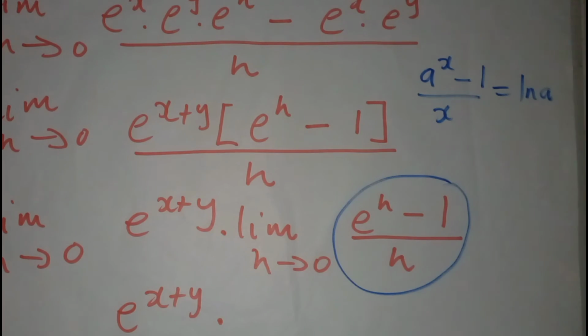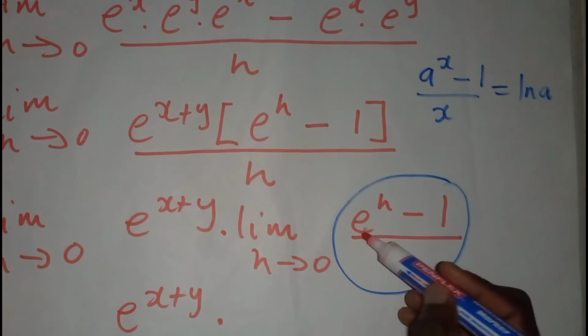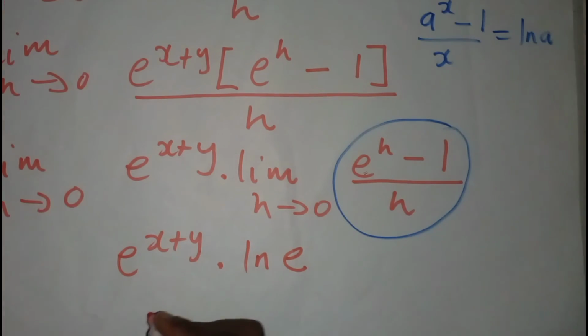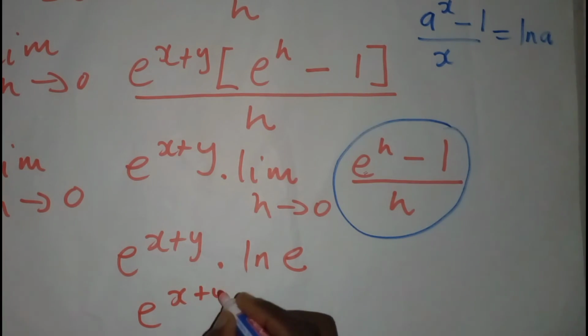Okay, and if we do that, we're going to see that a in this case is e, so ln e. Okay, and we know that ln e is equal to 1, so that means the limit is going to be e to the power x plus y times 1.